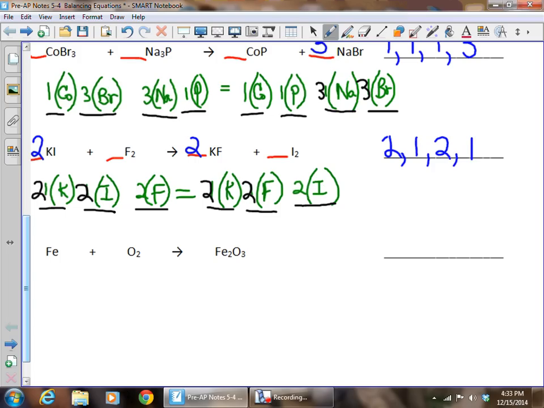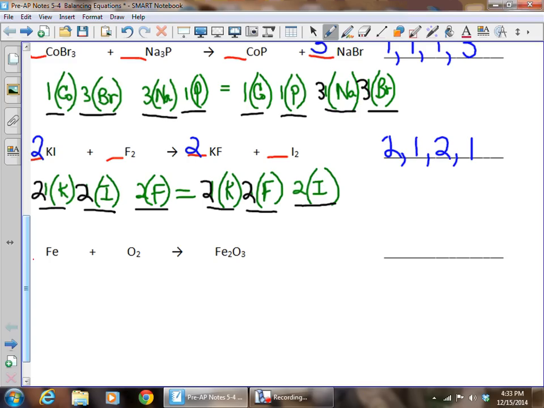Try this next one yourself as well. Make sure you put the blanks where they belong. Make sure that it's a little more complicated. So if you can do this one, you can do any of these ones that don't contain polyatomic ions. So try that.